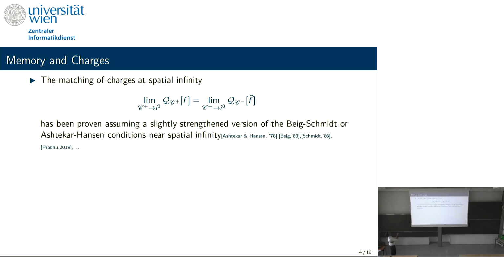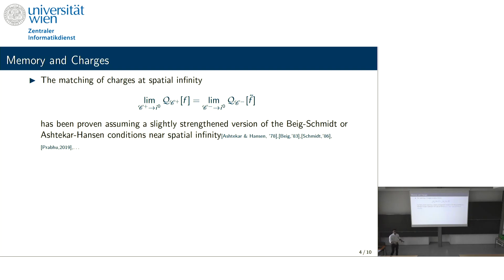So, what is the status of the matching of these charges? Well, these charges have been shown to match when you assume some rigid structure at spatial infinity. In particular, these Ashtekar-Hansen conditions, or a slightly strengthened version of these Ashtekar-Hansen type conditions, or Beig-Schmidt conditions at spatial infinity. This has been work by basically Kartik Prabhu since 2019 and continuing, where they're currently looking at, I think, even doing this in the Friedrich formulation.